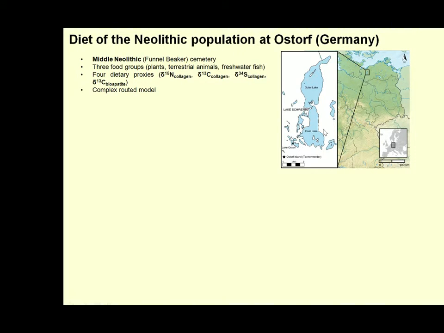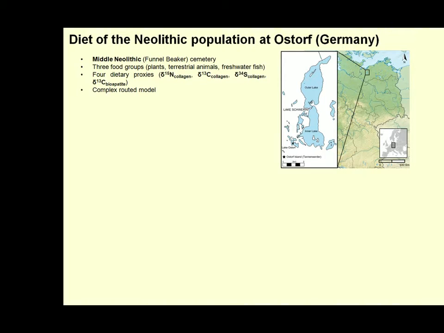Three food groups were defined: terrestrial plants, terrestrial animals, and freshwater fish. Four dietary proxies were employed: carbon, sulfur, and nitrogen measured in collagen, and carbon isotopes measured in bioapatite. A variety of data was collected from modern sources, from literature, and from measured values, which will be available in the ISOMemo. The diets were modeled using fruits and a complex routed model, based on the results that we obtained from feeding experiments.